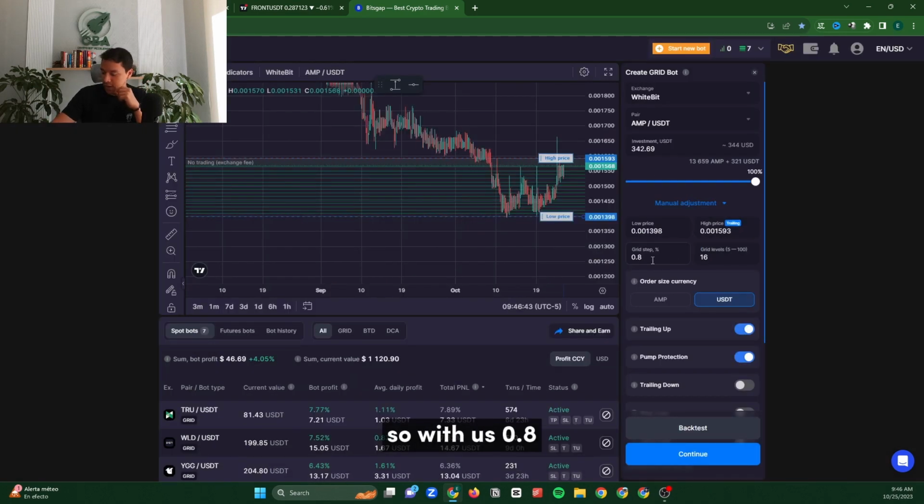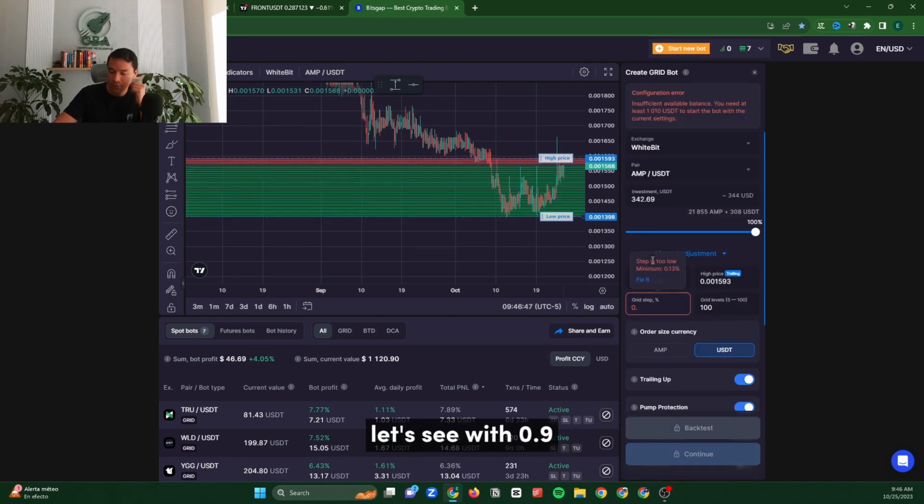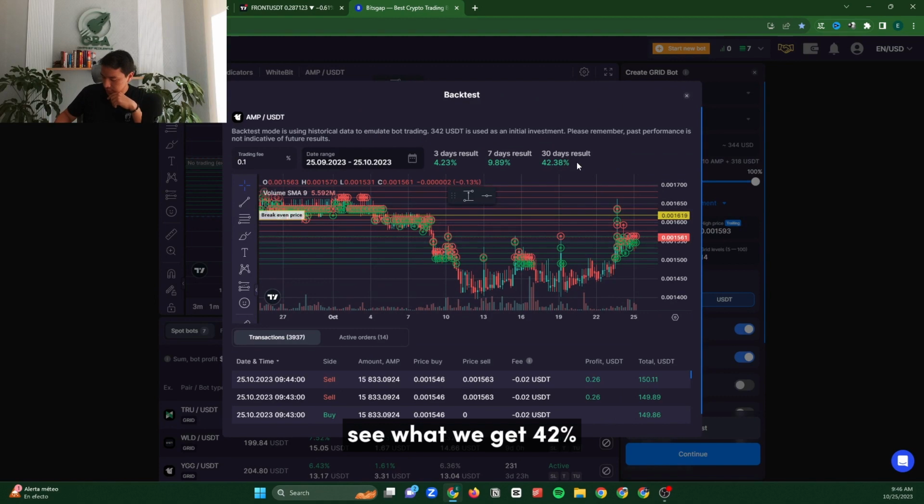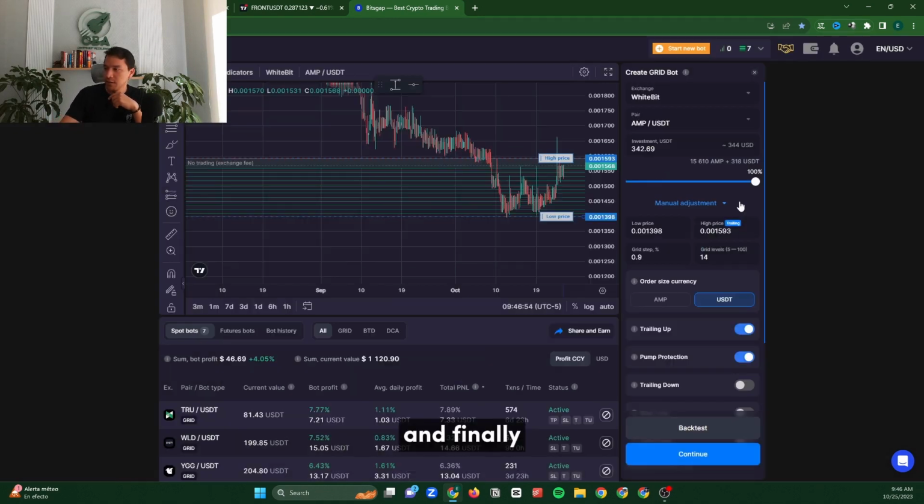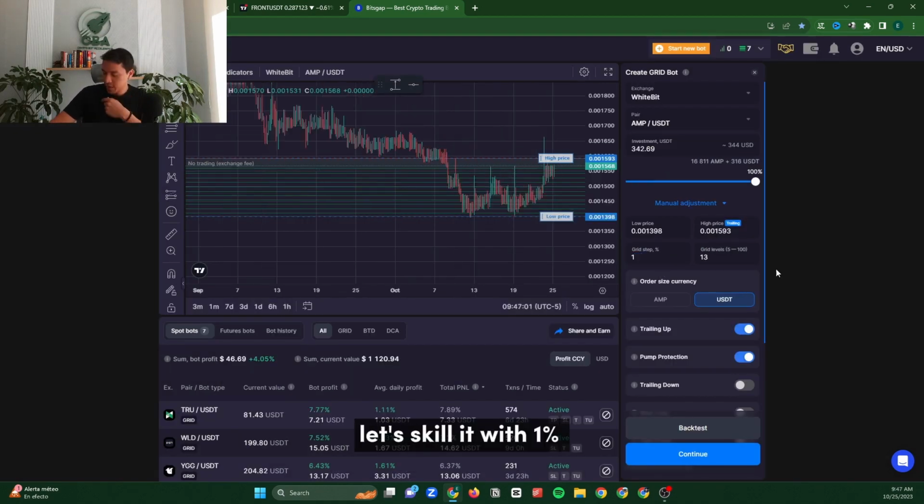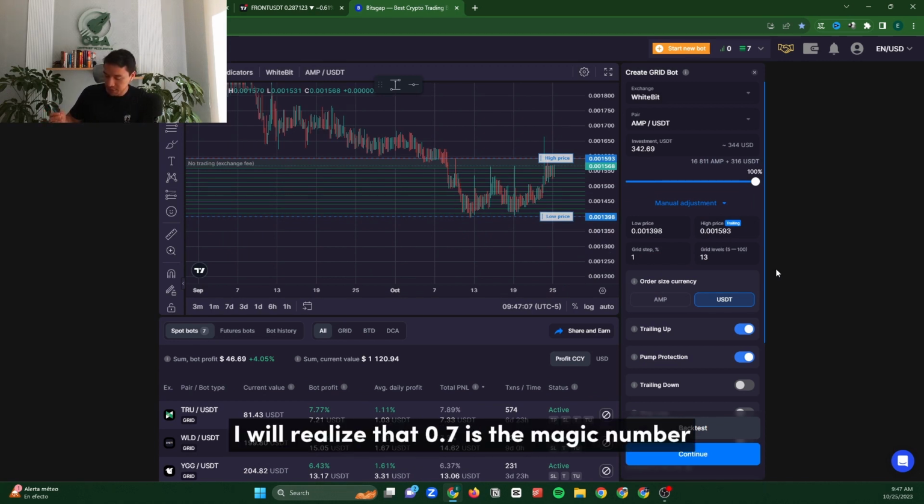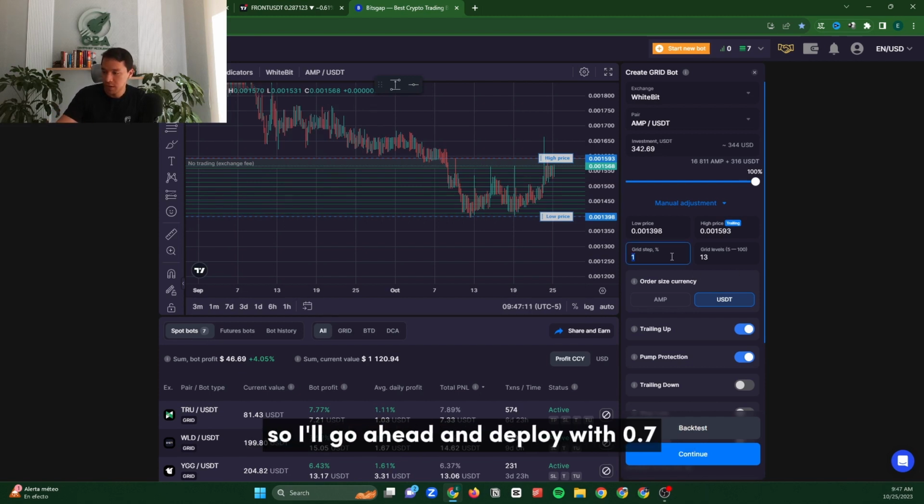So with a 0.8, we are getting 50%, a little bit lower. Let's do 0.9, see what we get, 42%. And finally, let's scale it with 1%, 37%. So if I look at my table, I will realize that 0.7 is the magic number and setting for this bot. So I'll go ahead and deploy with 0.7.